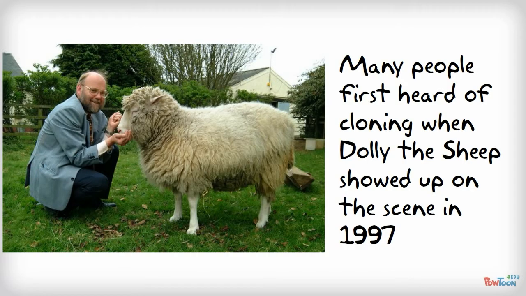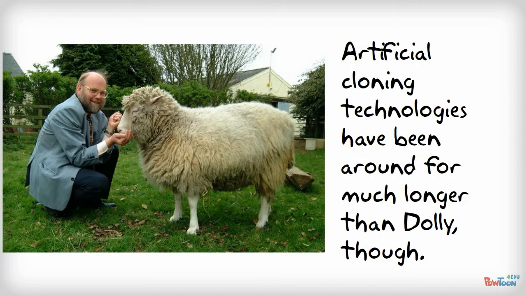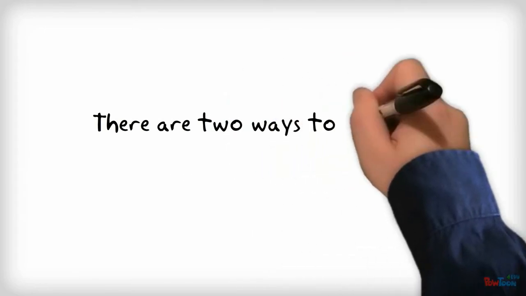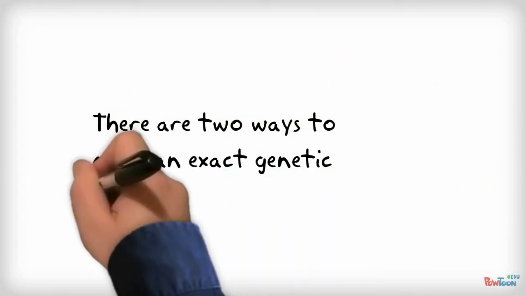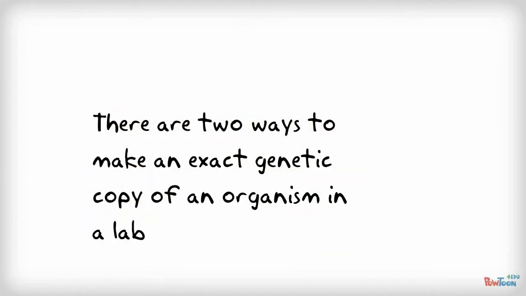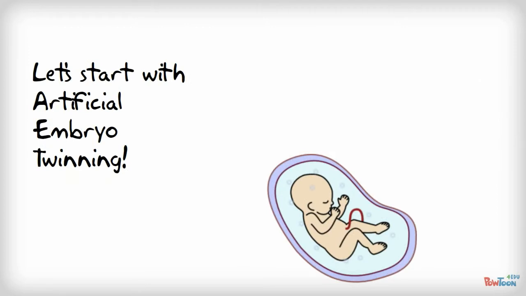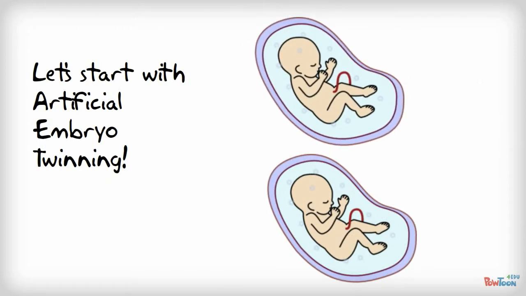Many people first heard of cloning when Dolly the sheep showed up on the scene in 1997. Artificial cloning technologies have been around for much longer than Dolly, though. There are two ways to make an exact genetic copy of an organism in a lab: artificial embryo twinning and somatic cell nuclear transfer. Let's start with artificial embryo twinning.